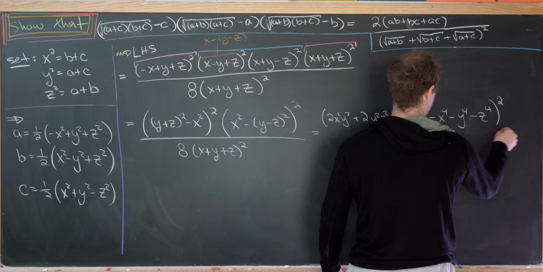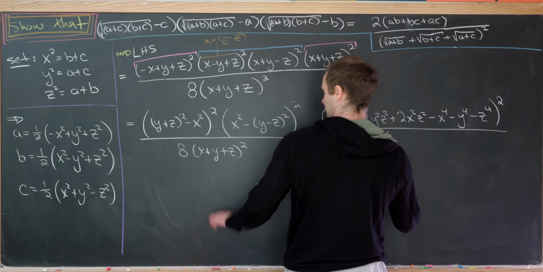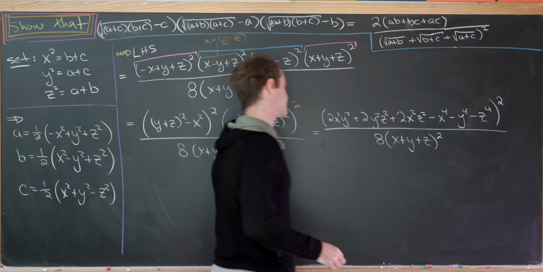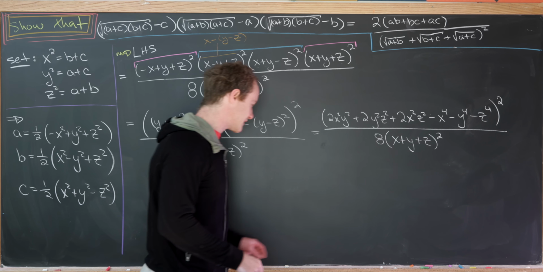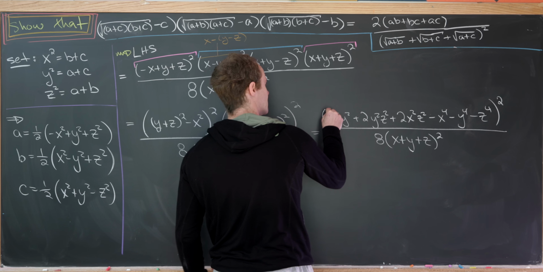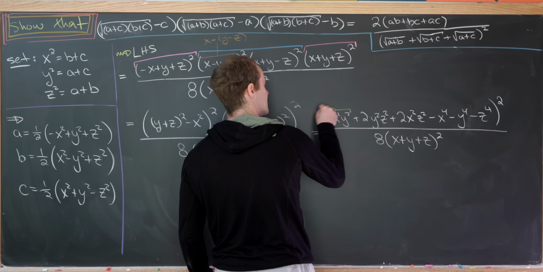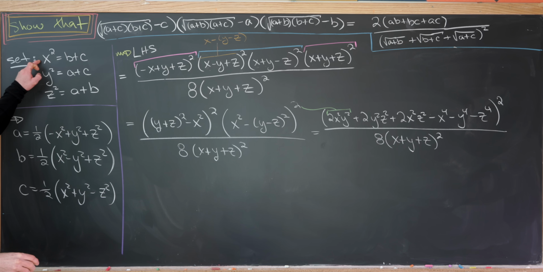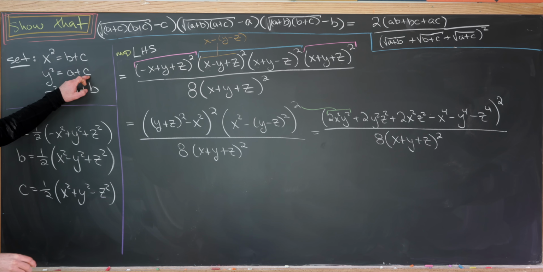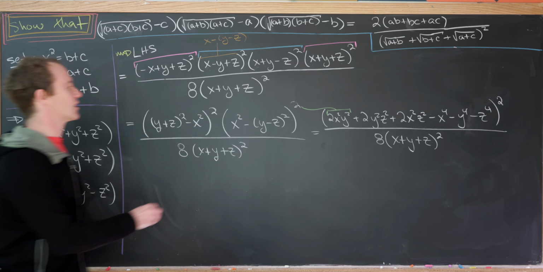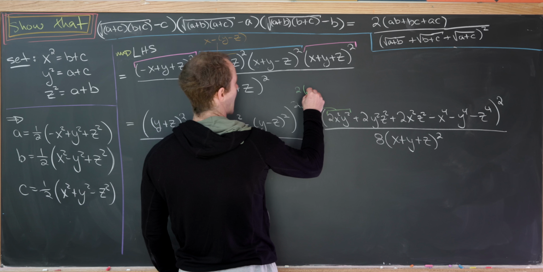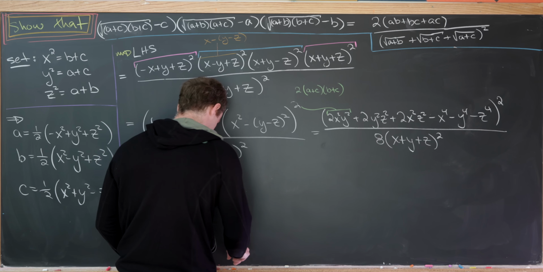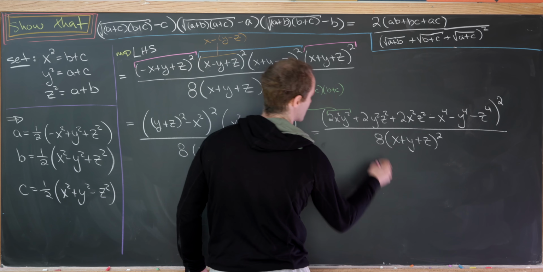And this is all squared, and over this denominator we've been keeping around, 8 times x plus y plus z all squared. And then let's peer into what each of these things look like. So let's put a green overline here, and then we'll expand this out. Since x squared is b plus c and y squared is a plus c, then here we will have 2a plus c times b plus c. Okay, and then let's expand the rest of these out as well.